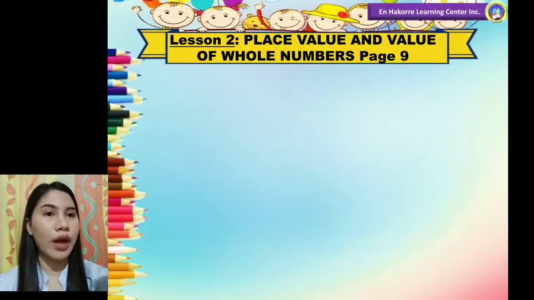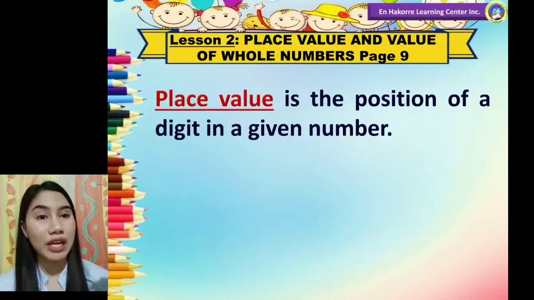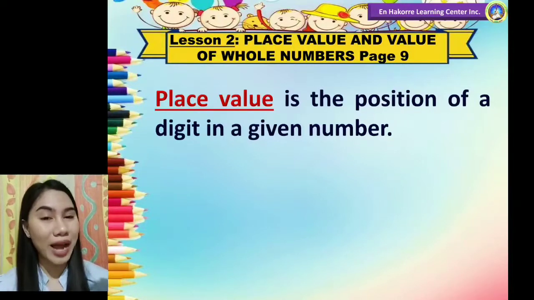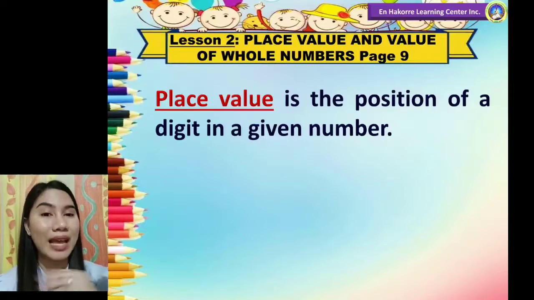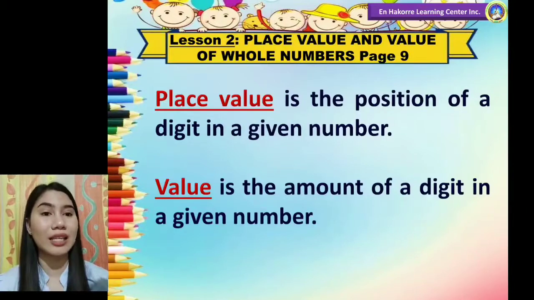So here we also have our place value. When we talk about place value, it is the position of a digit in a given number. That is your ones, tens, hundreds, thousands. So that is the place value of a number. The value, my dear children, is the amount of a digit in a given number.